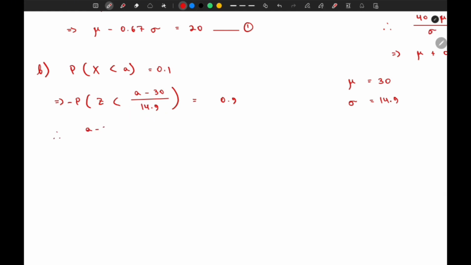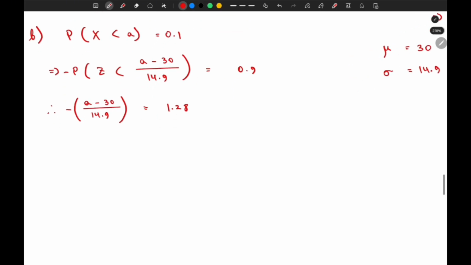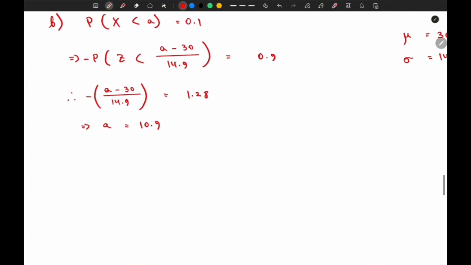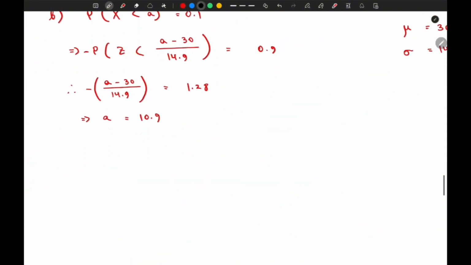So (A minus 30) divided by 14.9 is equal to 1.28. Now since there's a negative sign at the front, there will be a negative sign in front of the value for z. So from this equation, we will get our value for A. So the value of A is 10.9. This is the 10th percentile.